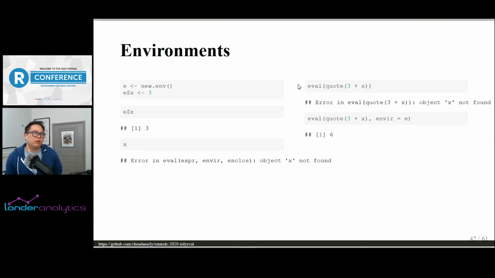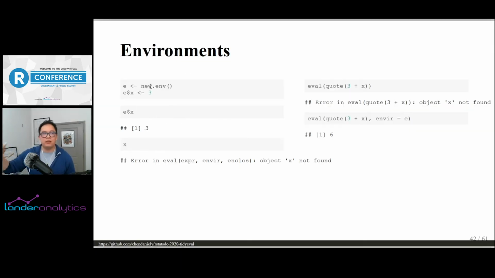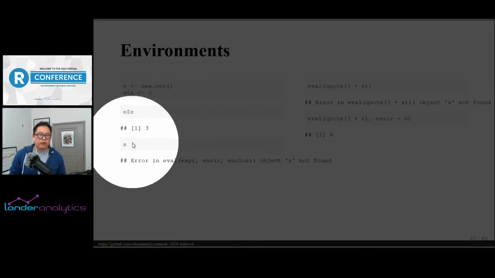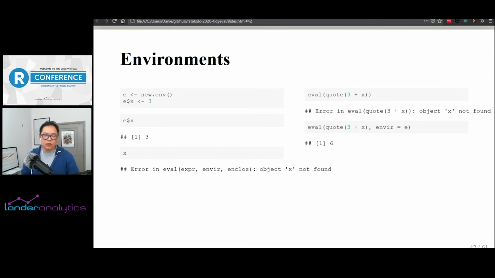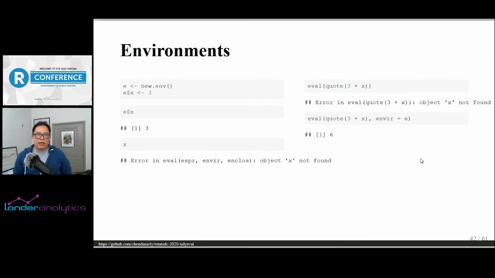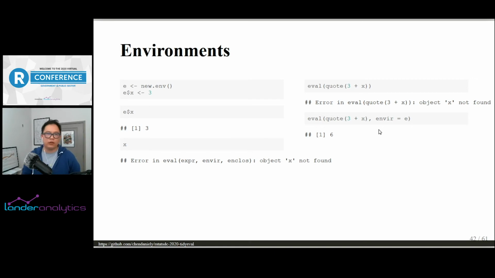So what is an environment? Well, we can create a new environment using the base R function called new.env. And we can say in this environment, create a variable x, assign it to 3. And the thing is, if we, in our regular global environment, just say x, it doesn't exist, right? You'll get an object x not found. And if we try to say like, hey, use that x variable, right? So like 3 plus x, it doesn't exist. But if we say 3 plus x, and then also pass in this environment E that contains the definition of x, it'll work, right? So that's what environments are.